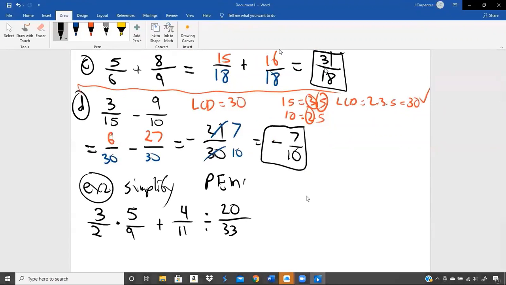PEMDAS. How many steps? 1, 2, 3, 4 steps. There we go. So the multiplication is not going to be the first thing I do because M comes before D. It's the first thing I do because multiplication and division are really the same thing. They're opposite sides of the coin. They're part of the same world, so to speak.